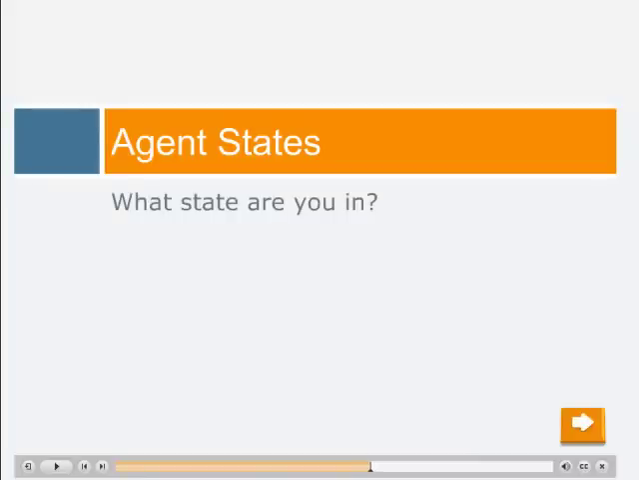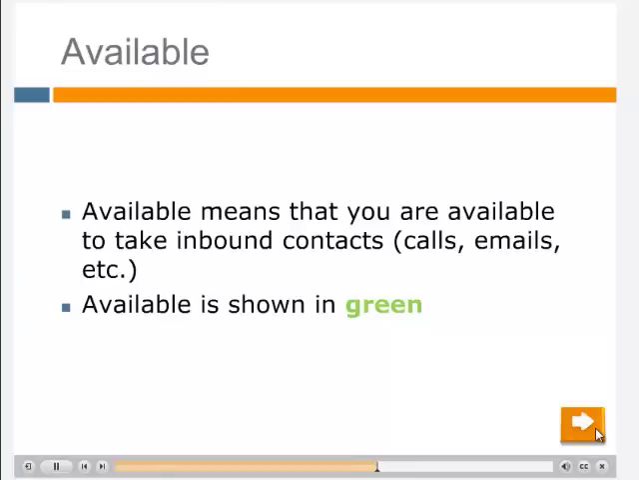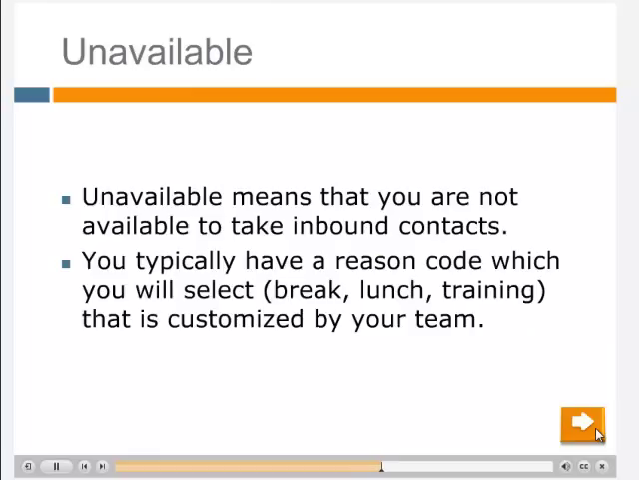Agent states. What state are you in? There are 2 main states that you can choose to be in: available or unavailable. Available means that you are available to take inbound contacts, calls, emails, etc. Available is shown in green. Unavailable means that you are not available to take inbound calls. You typically have a reason code which you will select, such as break, lunch, or training, that is customized by your team.